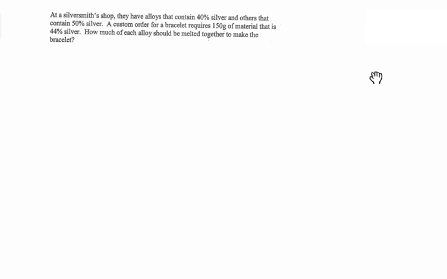So, as I've told you many times, the first thing to do is really focus on just what it is you're trying to find. I'm trying to find how much of each alloy. So there is an alloy that is a 40% alloy, and there's a 50% alloy. So you can think of them as alloy number 1 and alloy number 2.